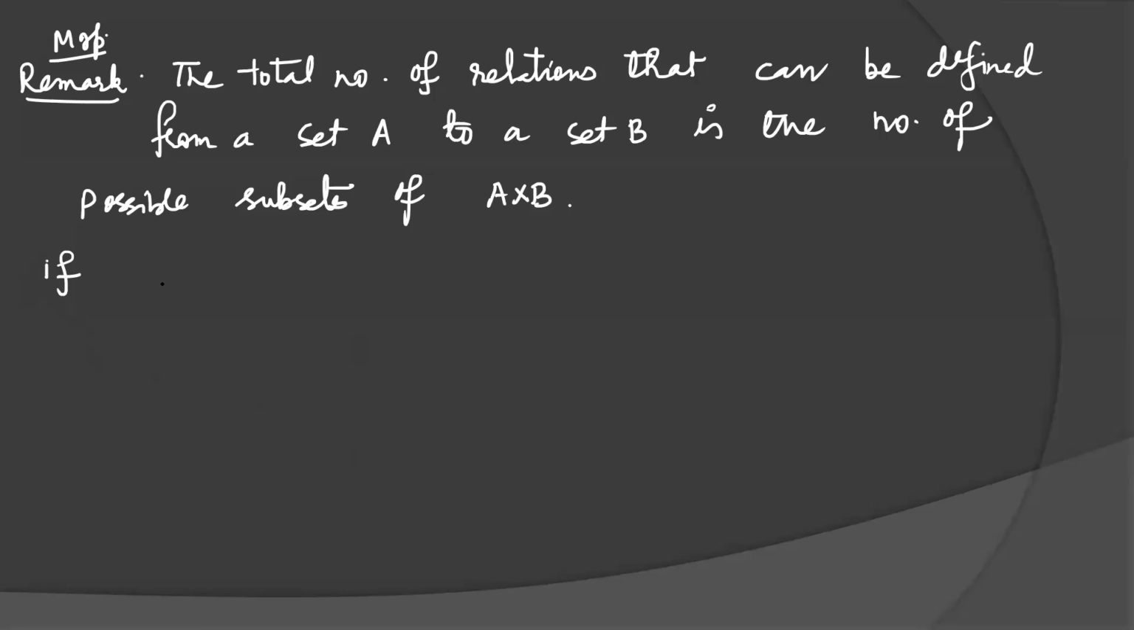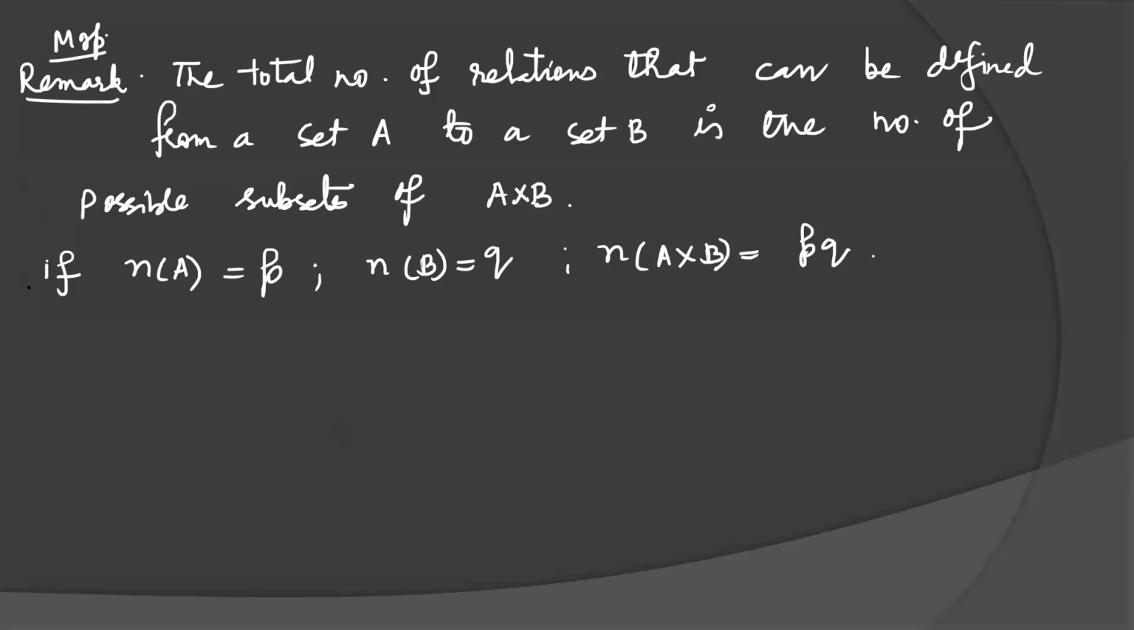the number of elements in set A is P, and the number of elements in set B is Q, the number of elements in A cross B is going to be PQ. Then the number of relations from A to B will be 2 to the power PQ. Let's see some easy proof here.